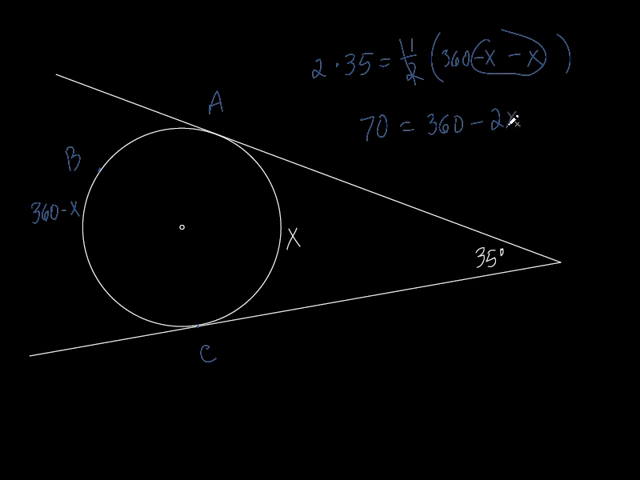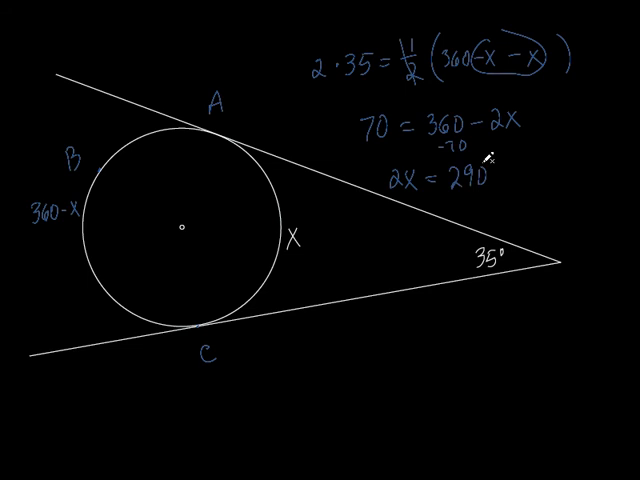Add a 2x to both. You could do it either way. You can subtract 360, but I'm going to do it like this. Watch. And then subtract the 70. So what is that? Did I do that right? Well, it's 290, right? And then divide by 2.